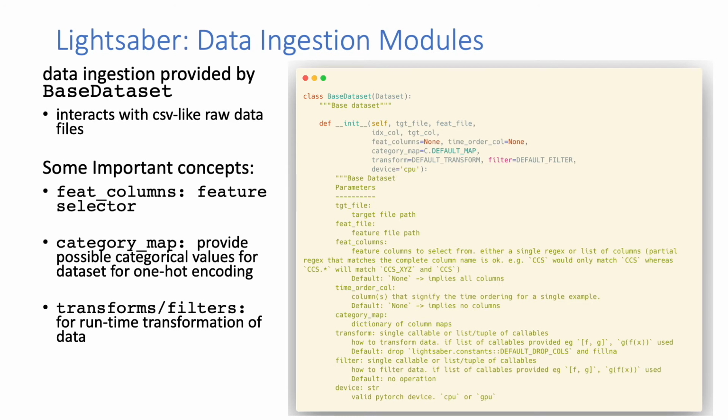It also accepts a set of categorical values, which is incredibly useful, especially when we are dealing with large amounts of data where the test dataset may not see certain kinds of categories that were present in the training dataset or vice versa. The most important concept defined by the Lightsaber base dataset class is this idea of transforms and filters.